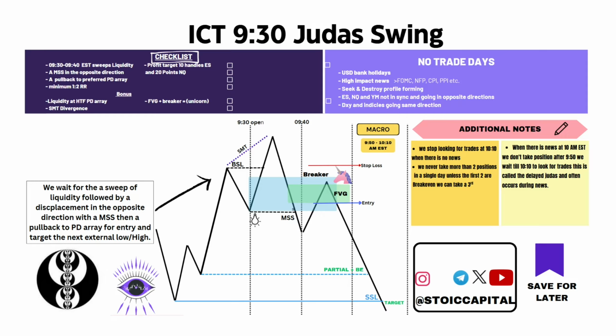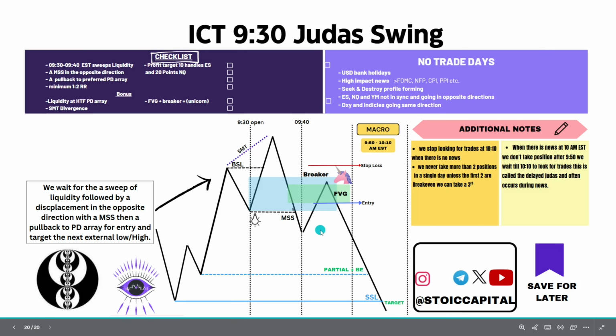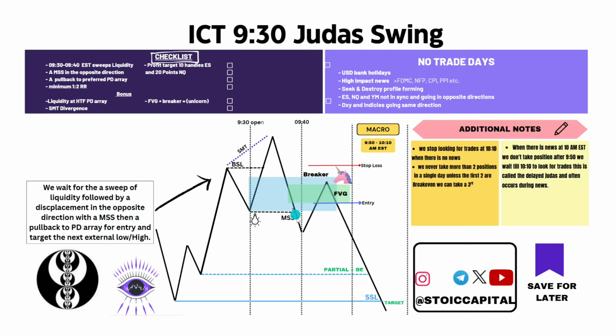Price needs to sweep liquidity, the previous high or low. After the sweep, I need a market structure shift in the opposite direction, then a pullback to a preferred PD array. As you can see here, we had our market structure shift. We first swept liquidity. Then we have SMT as well, which is the most important thing, which means when Nasdaq makes a higher high here, one of the other instruments has to be making a lower low instead of a higher high. So with our SMT, then we have a market structure shift and I'll pull back to our PD array, which is the unicorn setup, which is a breaker block plus a FVG.